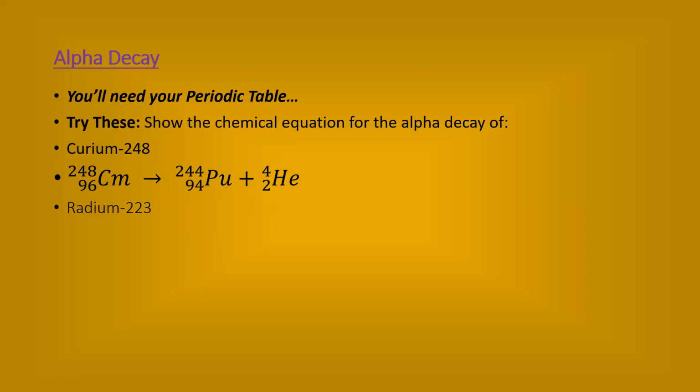Radium-223 is our second example we're going to show you. Radium is going to decay. It's going to lose 2 protons. So its atomic number is going to go down by 2. And it's going to lose a mass of 4. That mass of 4 is then accounted for in the alpha particle, the helium nucleus. So the helium nucleus has a mass of 4 and a number of 2.